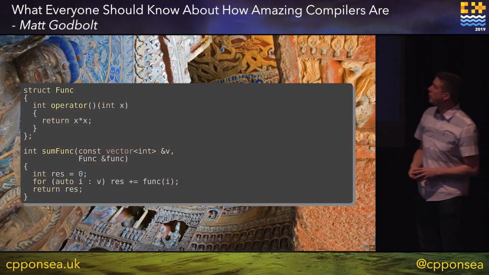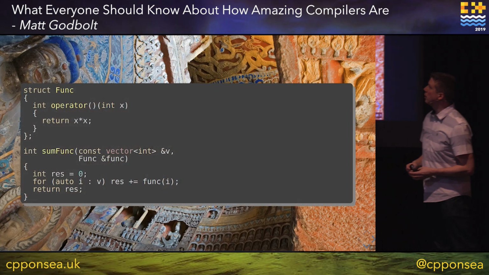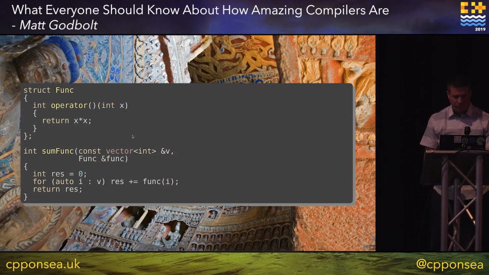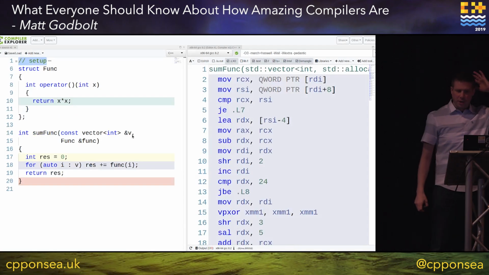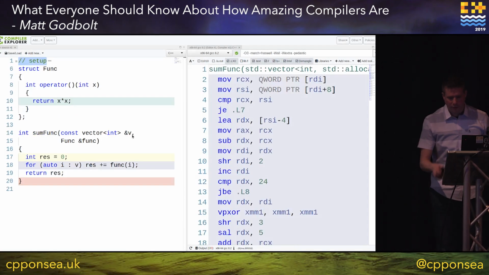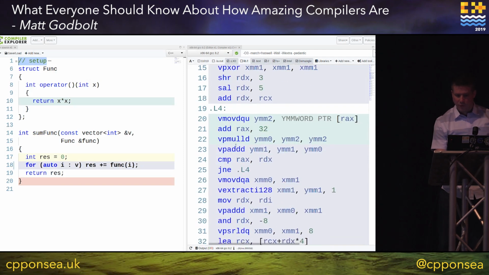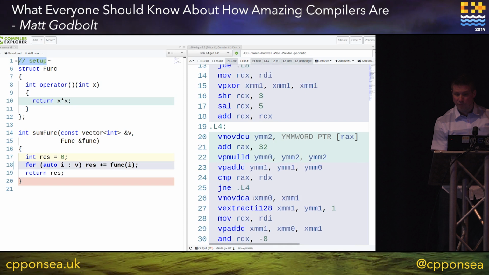Everyone likes to hate on virtual functions, so I'm going to quickly talk about virtual functions, although, in the interest of speed, I'm going to get there. So this is me just making a func object which returns x squared. I know I'm very unimaginative when it comes to examples. And at the moment, we get the happy case here. Here's our L4 loop with all of the cool vector instructions again.